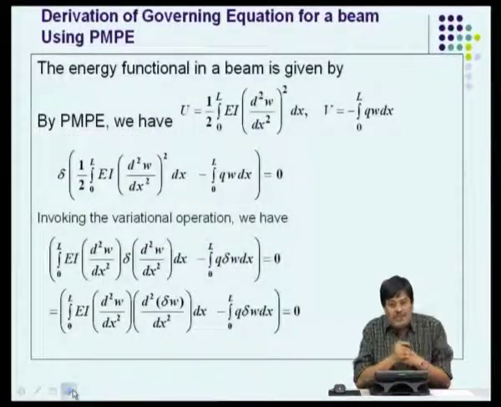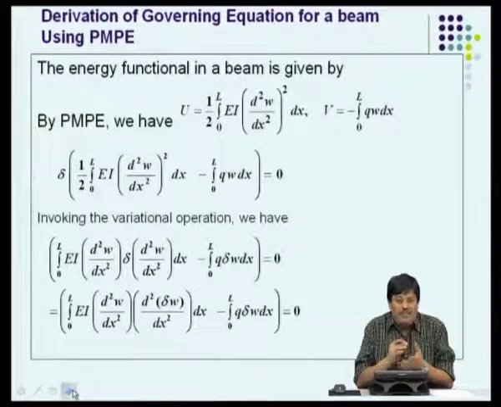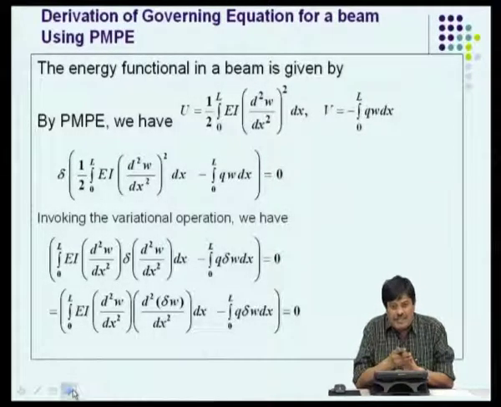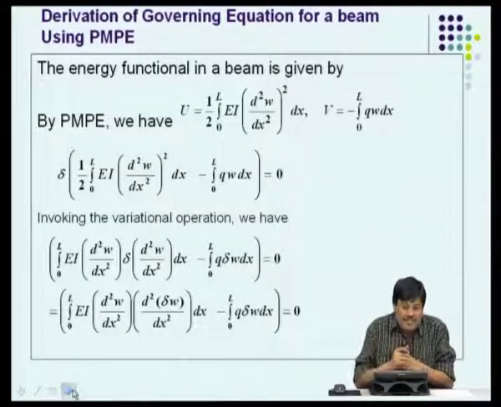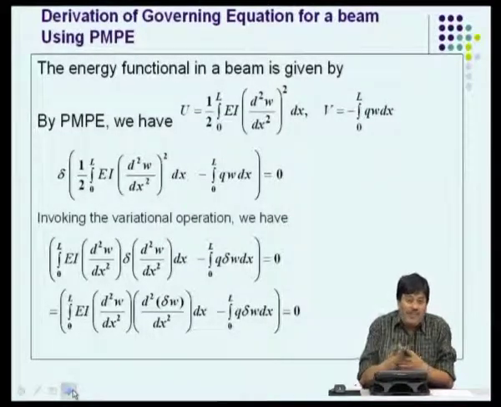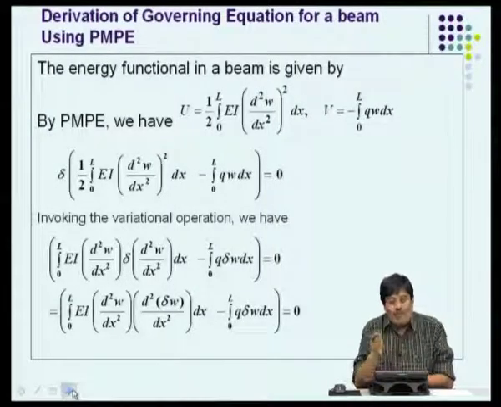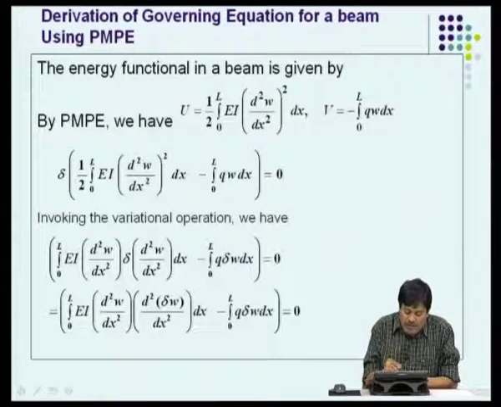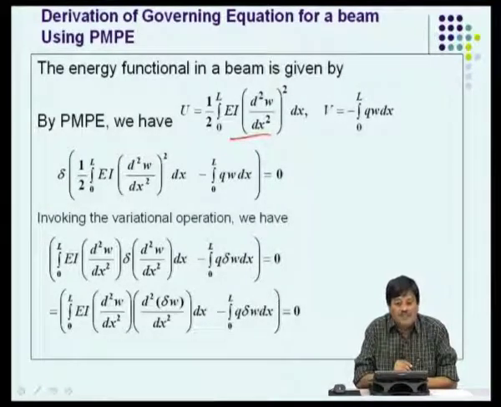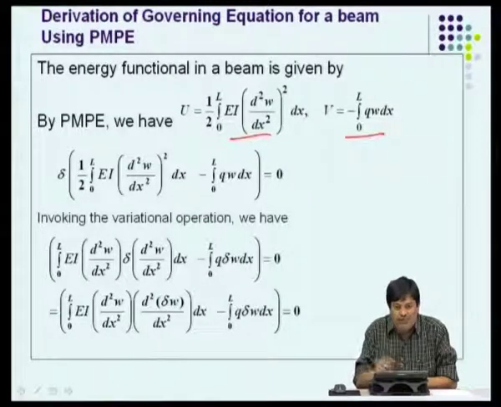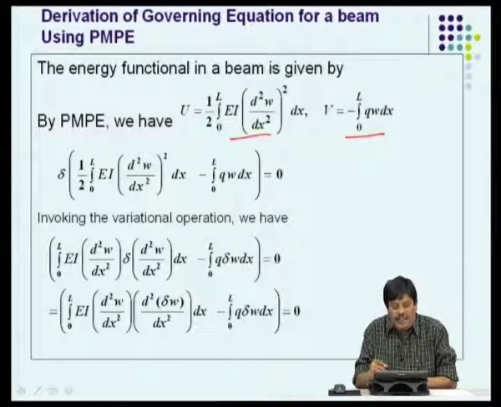So, let us use now the inverse way. Suppose we know the energy functional, can we construct the differential equation? That is where we use the principle of minimum potential energy. We take the same beam, we know this is the energy function, we derived it, and this is the potential of external forces because of the uniformly distributed load, and the total work done is the negative of the work done by these forces.